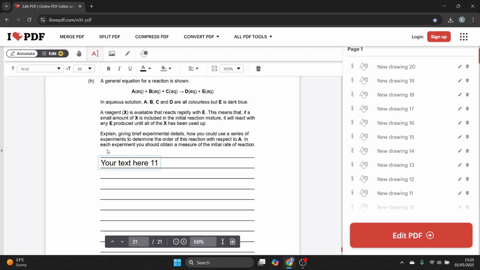And then part H. A general equation for a reaction is shown. They're all colorless, but E is dark blue. A reagent X is available that reacts rapidly with E. This means if a small amount of X is included initially, it will react with any E produced until all the X is used up. Then given brief experimental details, use the same experiments to determine the order of reaction with respect to A.